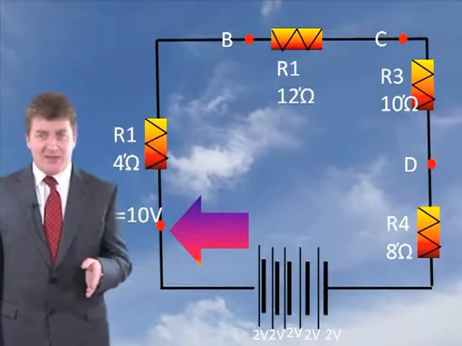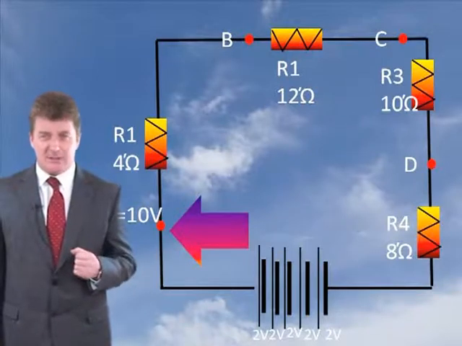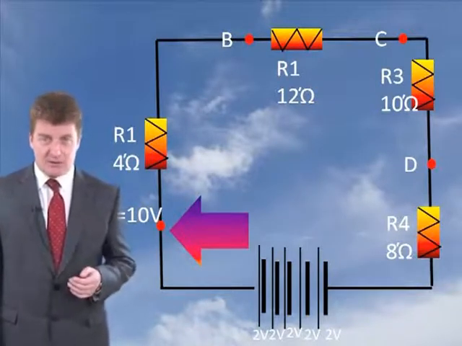Now at point A, this would be the same as where the batteries are. Again, we're going to ignore the resistance of the wire because it's negligible. So at point A it will be 10 volts.